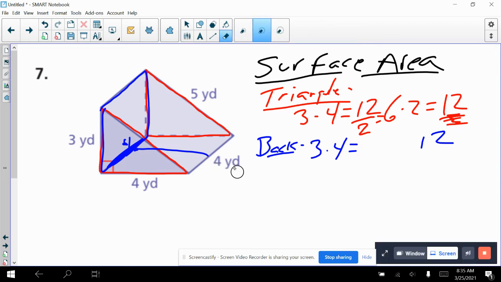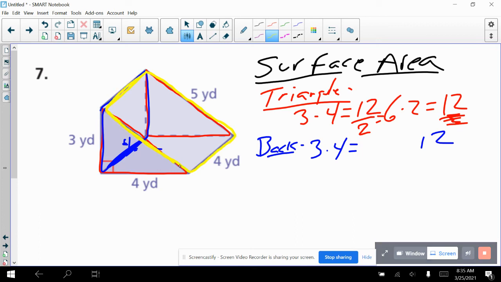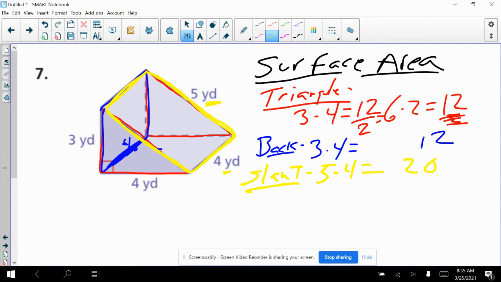Very good. What do you want to find next? Michael, what do you want to find? The front, the slanted front? Okay. So we want to find the slant here. What are the measurements for that? We'll say that's the slant. What are we going to use there? 5 and 4. It's going to give us 20. Here's the 5. Here's the 4. Length times width.